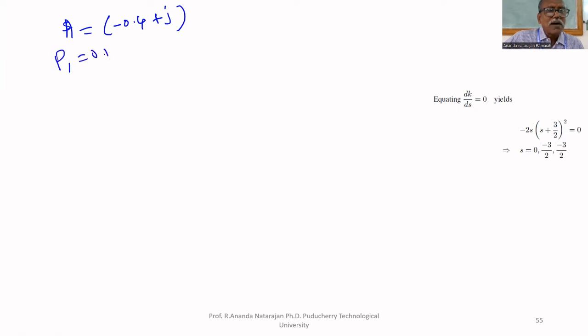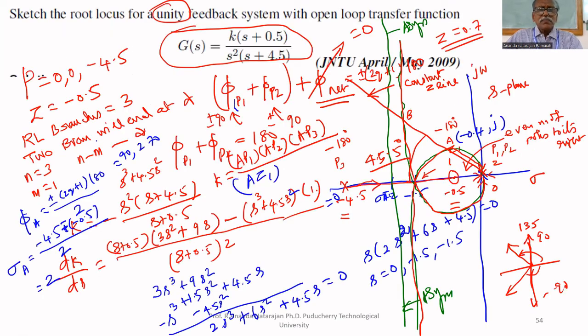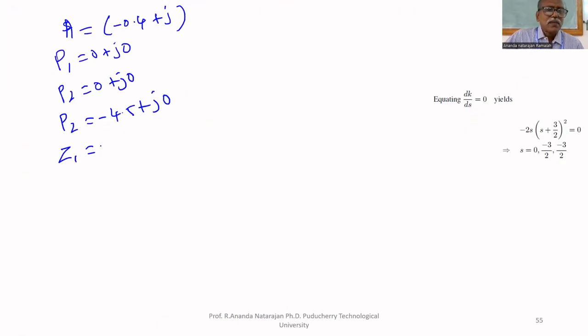P1 is at 0, comma, j0. P2, the second pole, is also at 0, comma, j0. The third pole is at minus 4.5 plus j0. The zero is at minus 0.5 plus j0. You can find the distance as you find the angle.